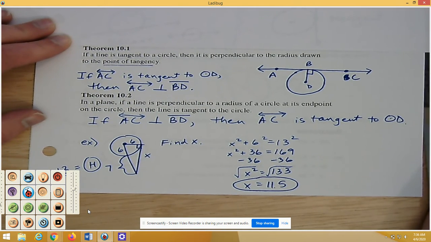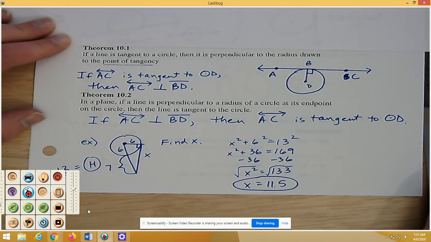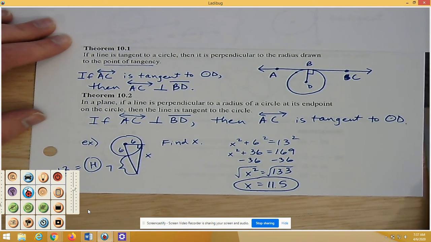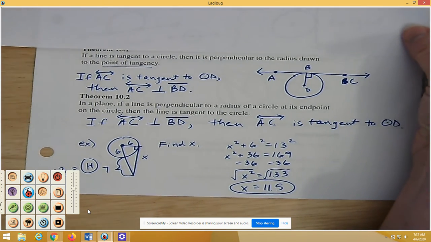Okay, and that would be the length of the long leg of this right triangle. And this is part of the tangent. It's not the tangent because the tangent is a line. So this is just a piece of the tangent. So it's just part of a line. Any segment can be part of a line.